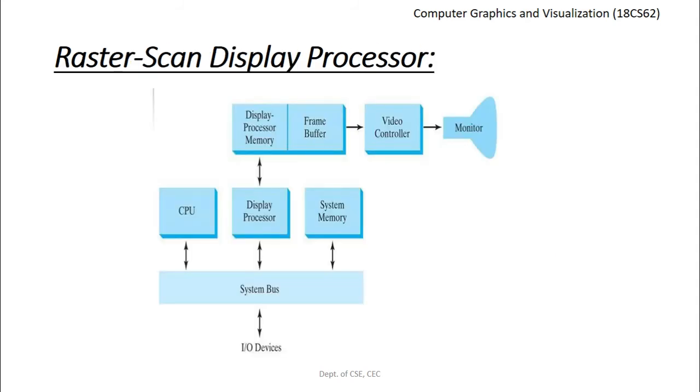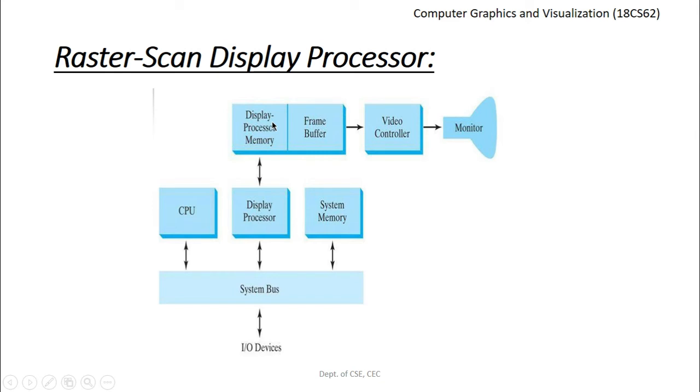Now let us see what we mean by raster scan display processor. This figure shows one way to organize the components of a raster system that contains a separate display processor, sometimes referred to as a graphics controller or a display coprocessor.